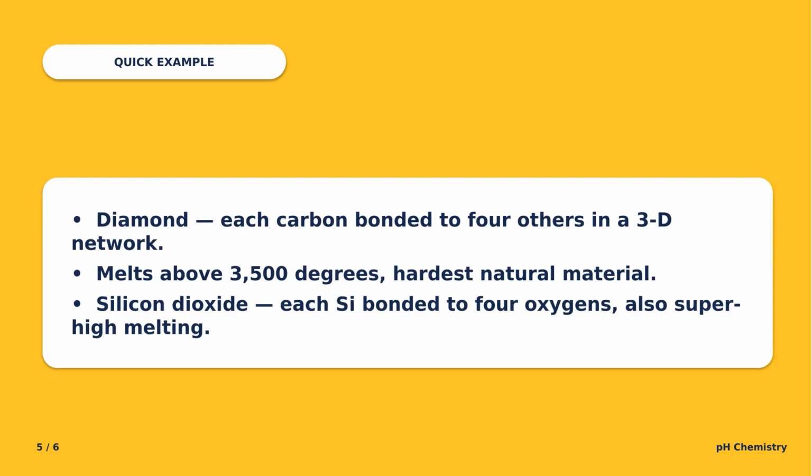Quick example, diamond. Each carbon is bonded to 4 others in a 3D network. It melts above 3,500 degrees, the hardest natural material. Silicon dioxide: each silicon is bonded to 4 oxygens, also super high melting. That's giant covalent strength.